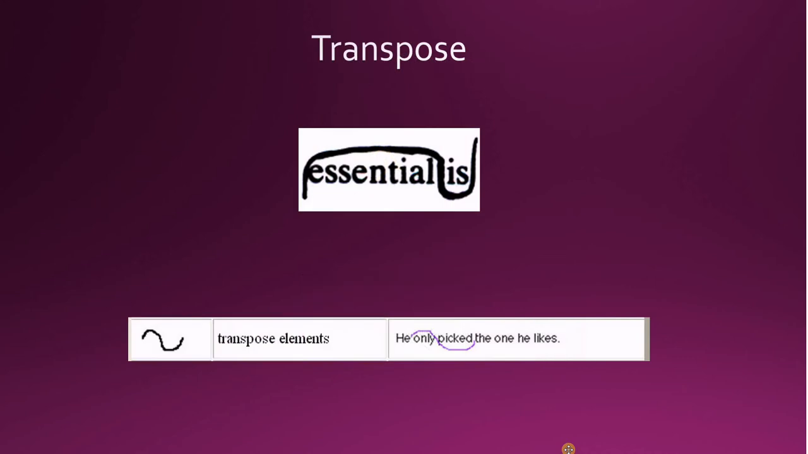Transpose. Transpose elements. He only picked the ones he liked. He picked only the ones he likes. So the words are in directions that are improper. He picked only the ones he likes is the proper way of which you need to say the sentence. So the structure of the sentence is incorrectly placed. Instead of he only picked the one he likes, it should be he picked only the one he likes. And that is more proper. That is how you use transpose symbol.